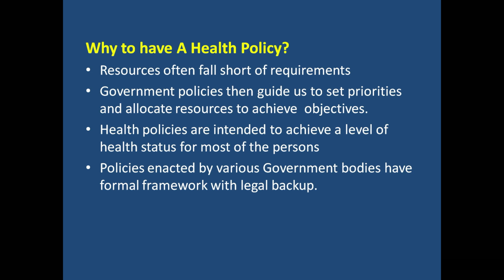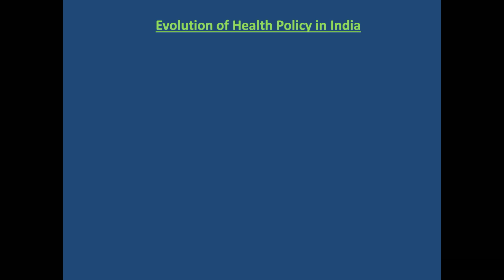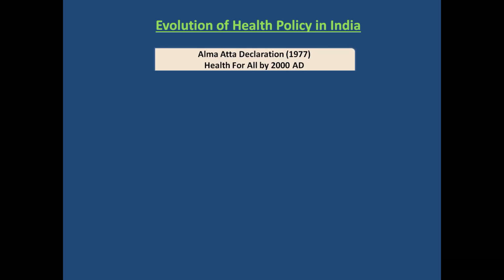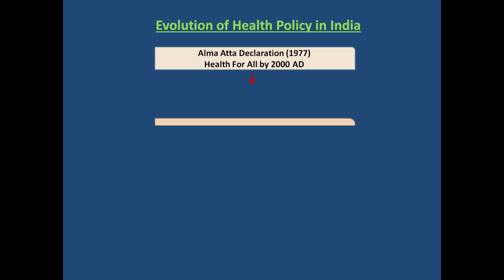Okay. Now, if you look at the evolution, India is one of the countries in the world that has been having policies in this field for a long time. In 1977, when the Alma-Ata Declaration was signed, India was also a signatory, and they formulated a goal of what's called Health for All by 2000 AD. And since India was a signatory to that document, they had to follow it as per the requirements of that Health for All strategy.